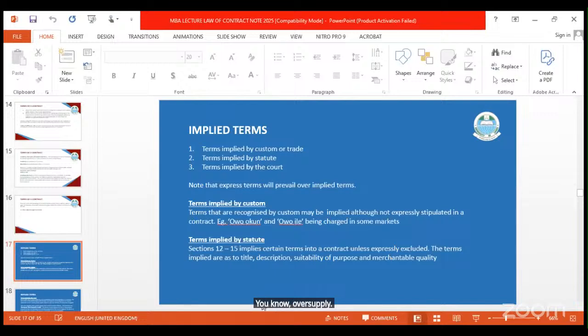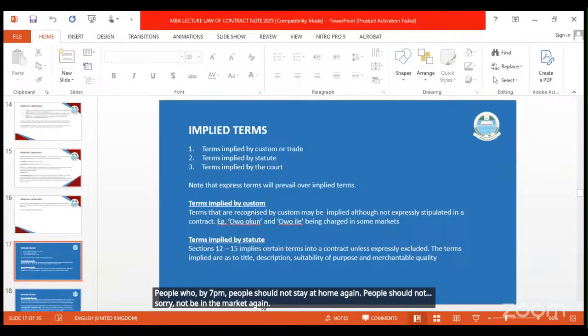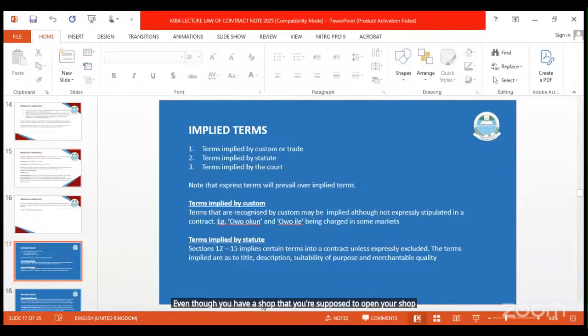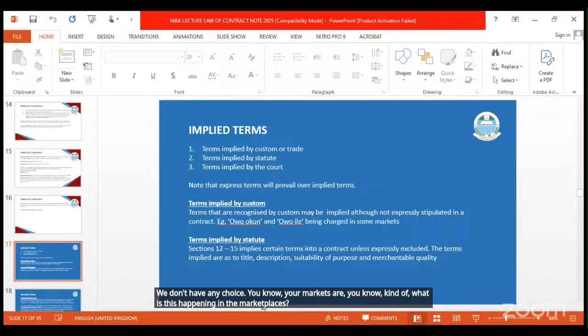if you are to do it where the custom demands, even in Lagos State here, you should know what happens. There are times when they say they are doing one festival. People should be indoors by 7 p.m. People should not stay at home again. People should not be in the market again. People should not work. Once they announce that, that place becomes very quiet. Even though you have a shop that is supposed to open till 10 p.m., once they say by the custom of this place, they're closing shops by 6 p.m., you have to close. You don't have any choice. In the market, one can watch all those things happen, which I've just highlighted for you.